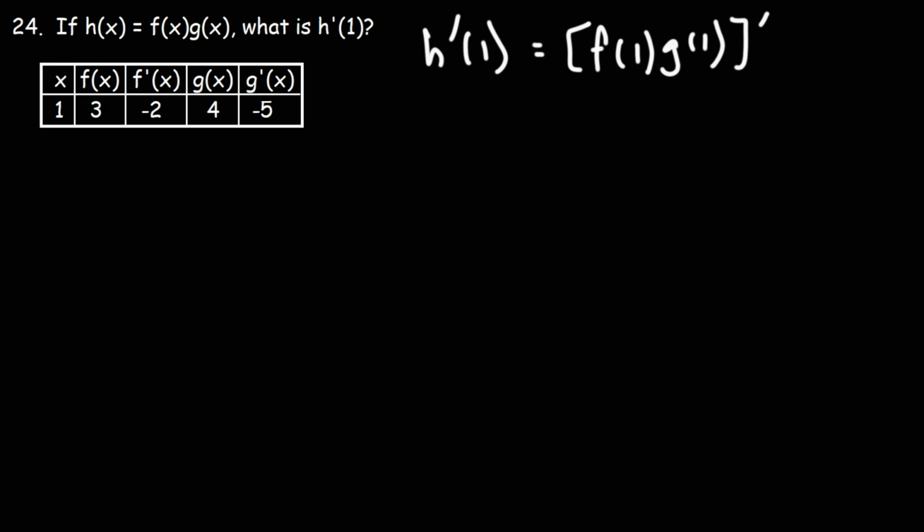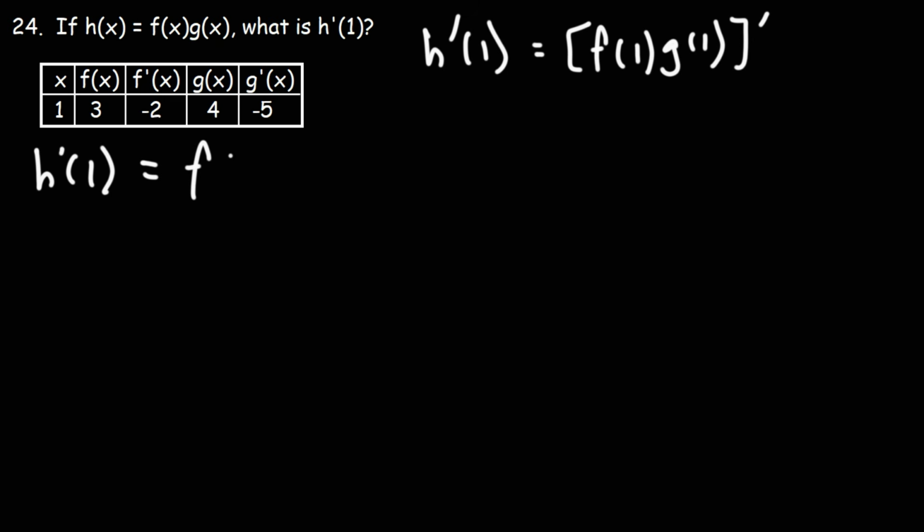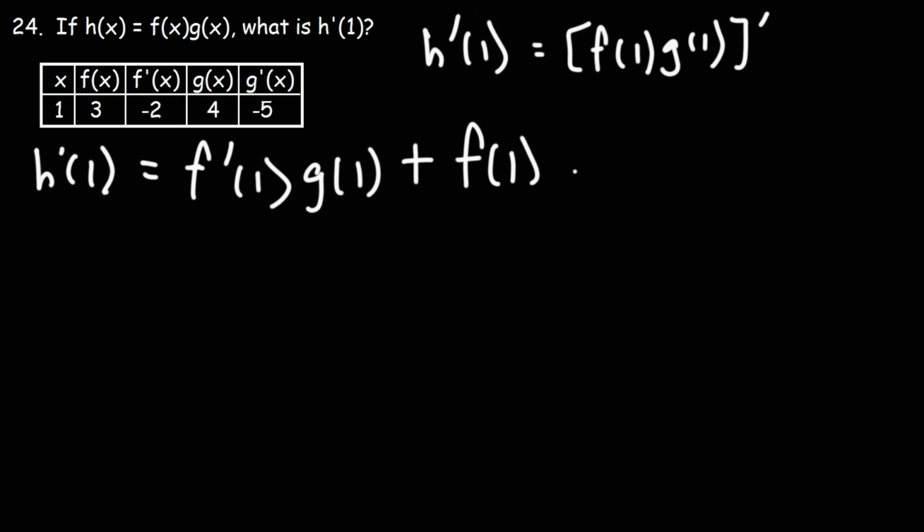So f times g prime, this is going to be using the product rule. We'll take the derivative of the first function, f prime. We'll leave the second one alone, so times g, plus we'll leave the first one alone, f, and then take the derivative of the second function, times g prime. So that's what h prime of 1 is going to equal.